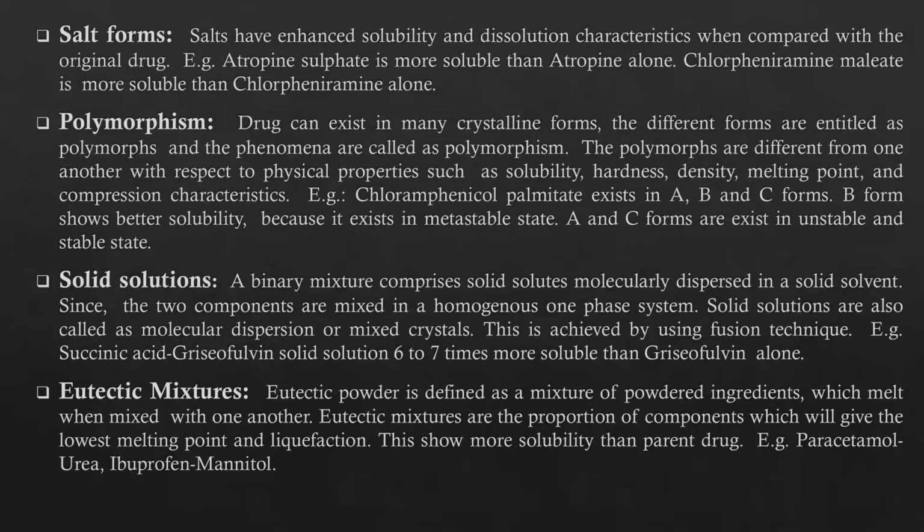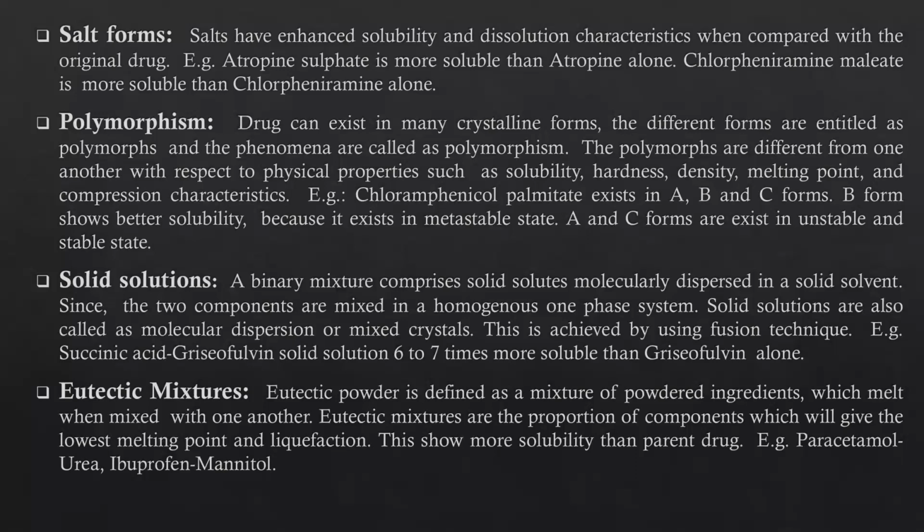These polymorphs differ from one another with respect to their physical properties, such as solubility, hardness, density, melting point, and compression characteristics. For example, chloramphenicol palmitate exists in A, B and C forms. So chloramphenicol palmitate exists in these polymorphic or crystalline forms, that is A, B and C.